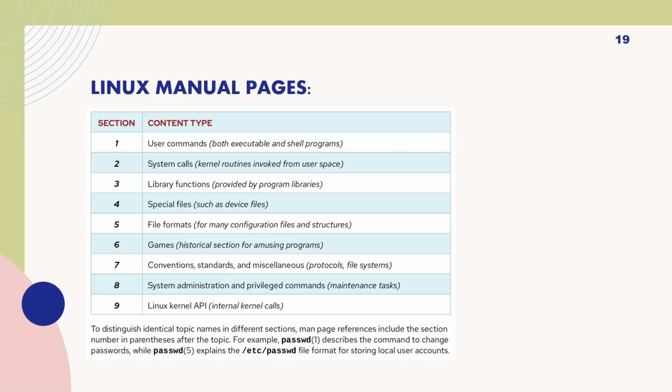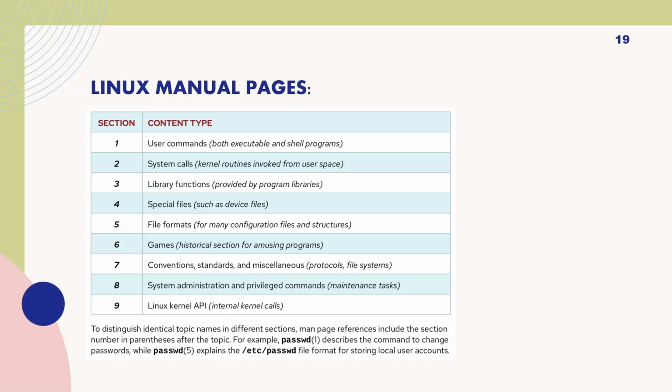So the manual page is divided into 9 sections, and each section contains a different variety of content. For example, the first section contains user commands, which has both executable and shell programs in it. The second one is system calls. Like if you type ps, it lists all the running processes, so it will be in system calls and fall into section 2.